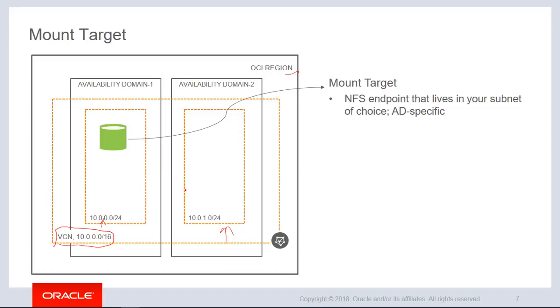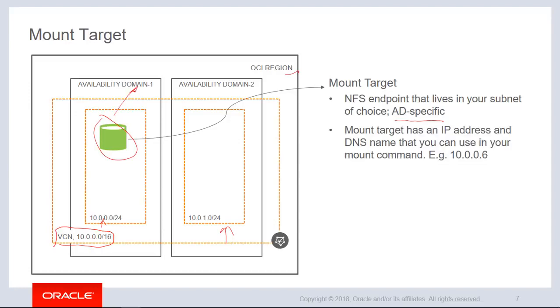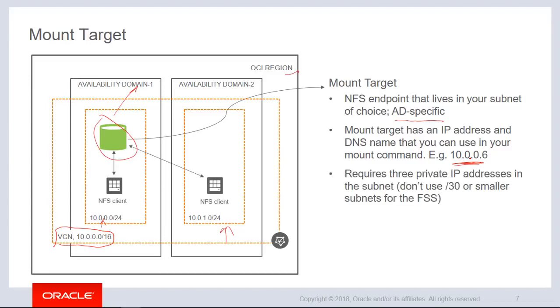Now a mount target is an NFS endpoint that lives in your subnet of choice. You could choose the subnet, but it's AD specific. As you can see, this particular mount target is running in AD1. A mount target has an IP address and DNS name that you can use in your mount command. So you see this IP address here, 10.0.0.6. Now you can create your NFS clients which can connect to this mount target, and you run the file system on top of the mount target.